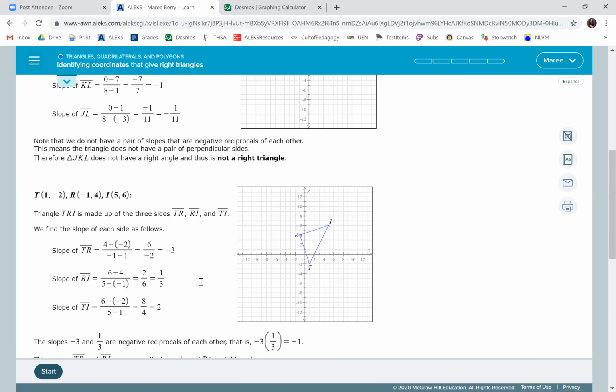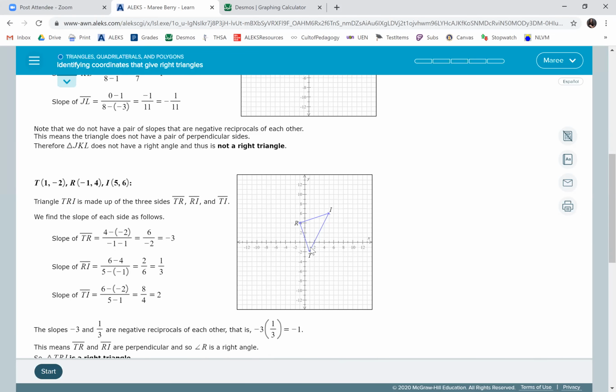The second one, when they graph it, you just kind of look, what do you think is the right angle? So I'm only going to look at RT or TR, which is -3, and RI, which is a positive 1/3. These are opposite reciprocals, so yes, this is a right triangle. There's your right angle. See, they didn't even need to do the slope of TI.